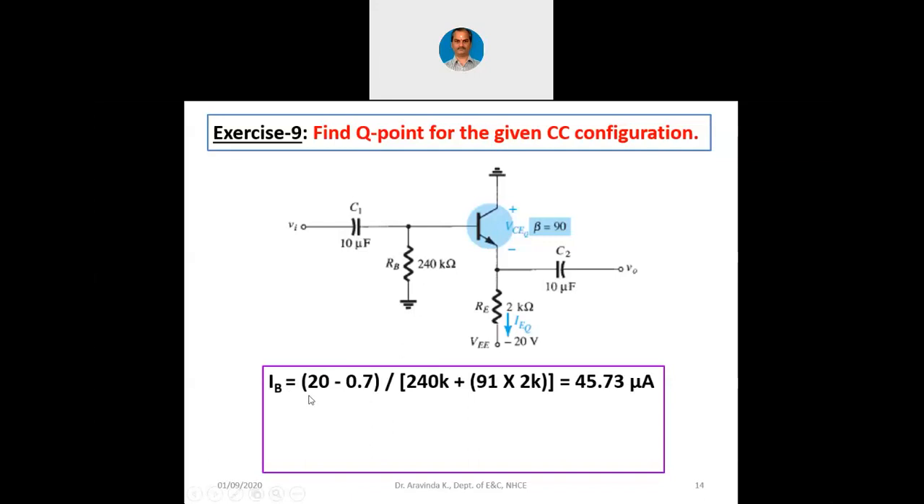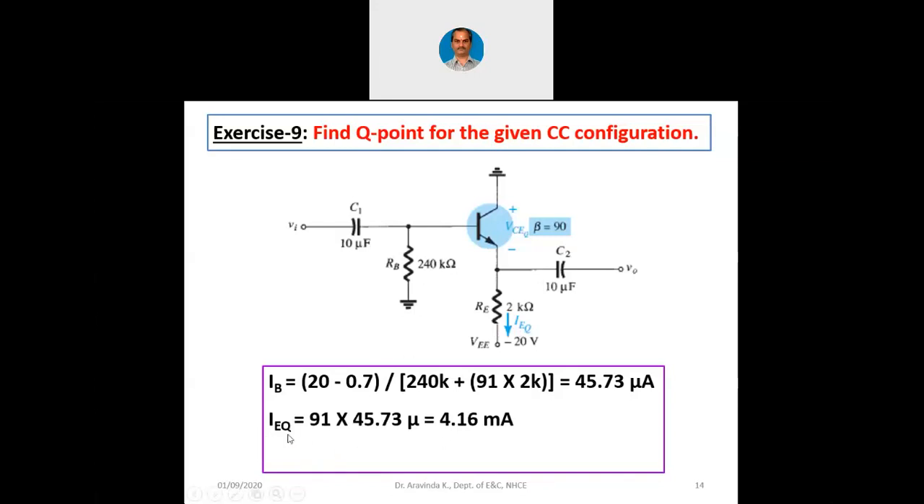IB, by direct substitution, is VEE minus VBE divided by RB plus (1 plus beta) into RE. You are already familiar with this particular equation. So 20 minus 0.7 divided by 240k plus 91 into 2k. Beta given is 90, so 1 plus beta is 91, into 2k which is RE. So we get the value of IB as 45.73 microamperes. When we know IB, we will simply use the other expression for finding VCE.